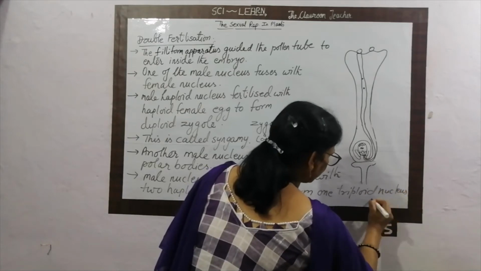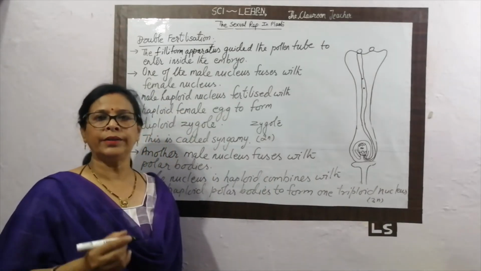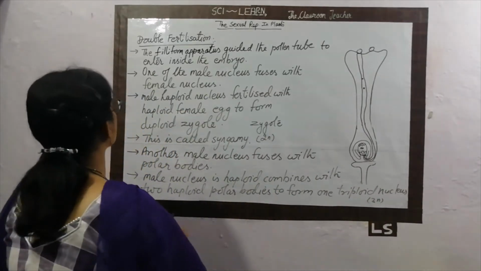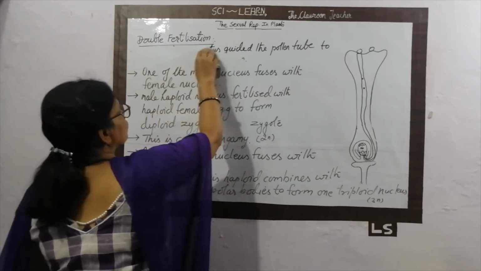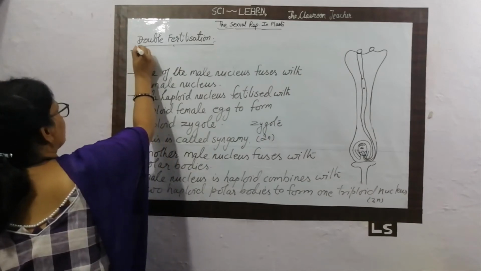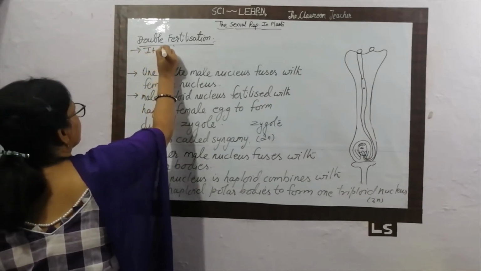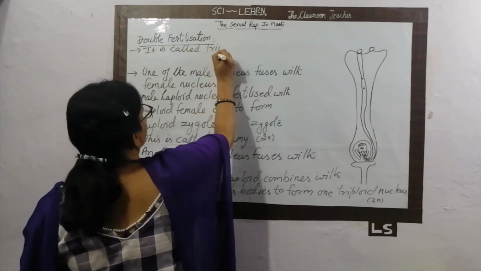Now what is the condition here? It is 3N, and this is called the triple fusion. Why is it called triple fusion? Because three nuclei are involved. So it is called the triple fusion.